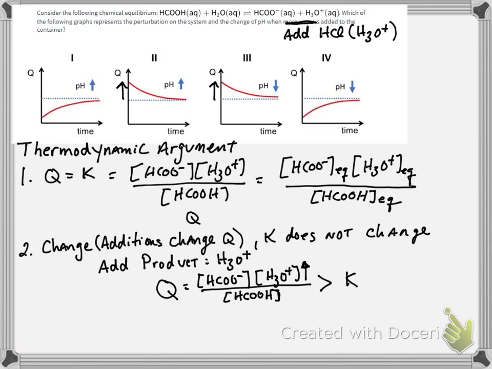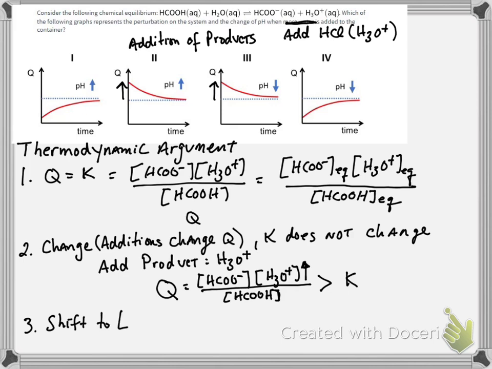So when we look at the pattern here, we look at which of these graphs could represent the addition of a product. Only 2 and 3 coincide with that. We have to have an immediate increase of Q. That's what 2 and 3 are showing. So adding product means Q will immediately increase.